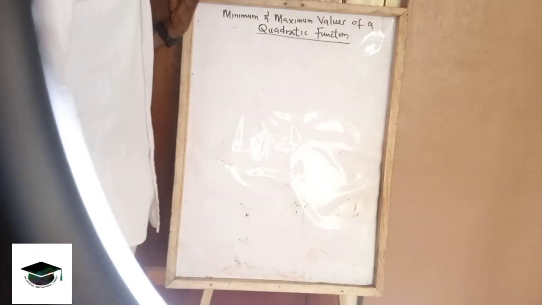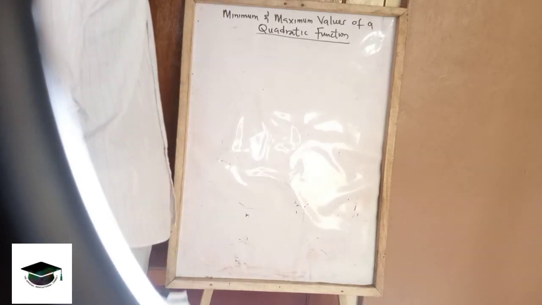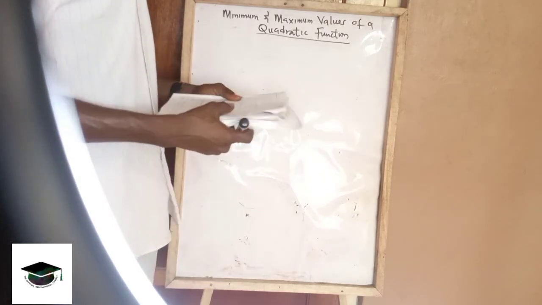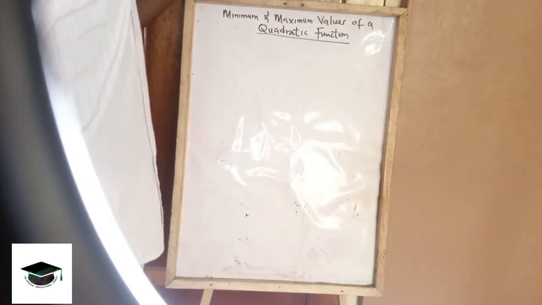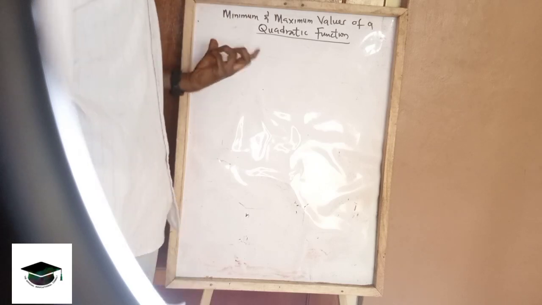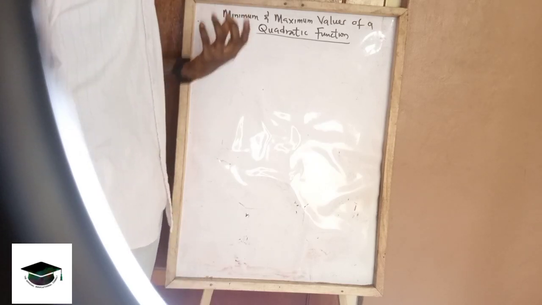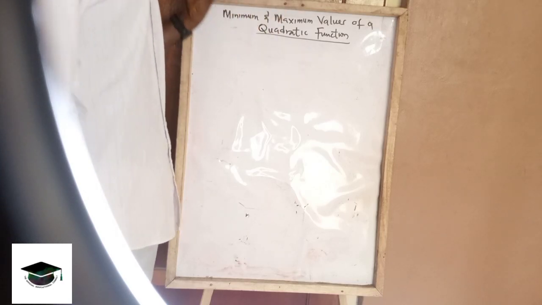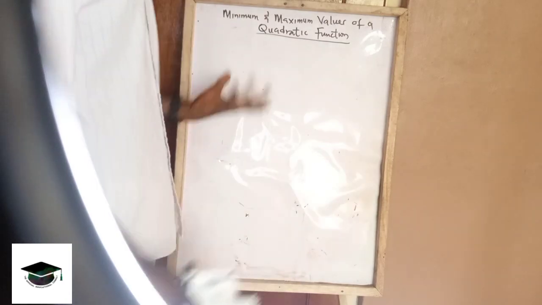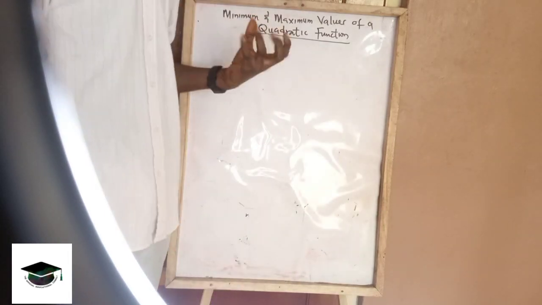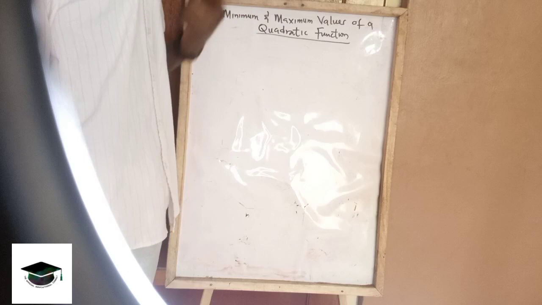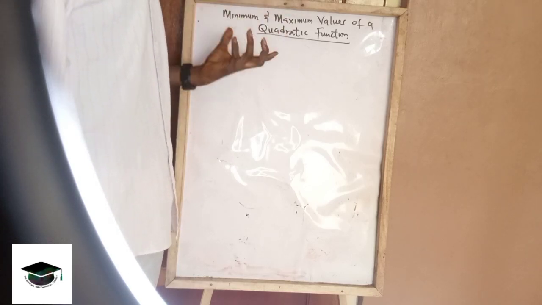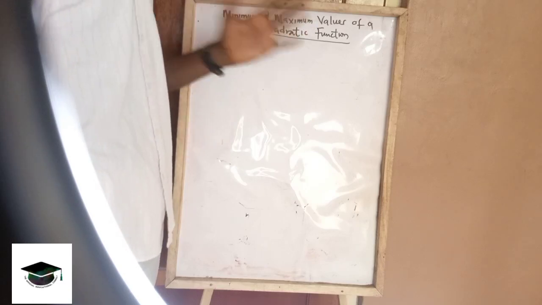Now in this video, I'll be taking you through the minimum and maximum values of a quadratic function. And you can see we have minimum and maximum. So when will you be asked to find minimum and when will you be asked to find maximum? When the coefficient of x squared is positive, you'll be asked to find the minimum. And when the coefficient of x squared is negative, you'll be asked to find the maximum. And that's just as simple as that.